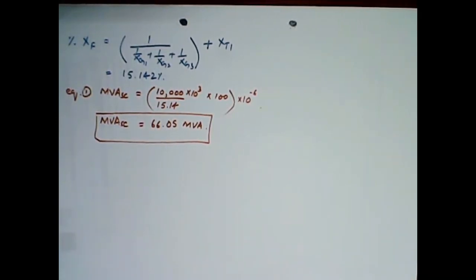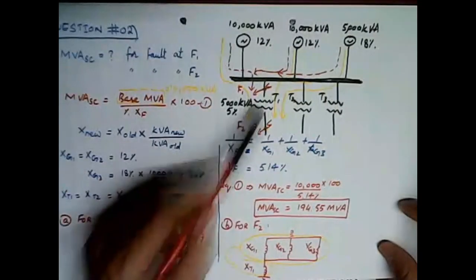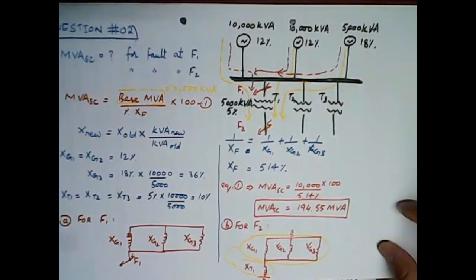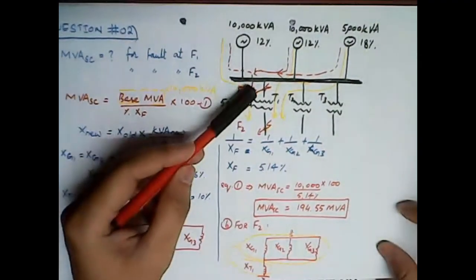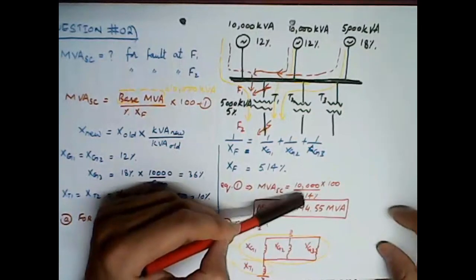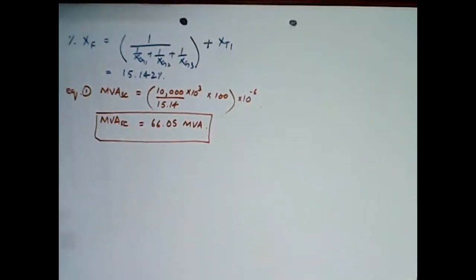So I hope that this is clear, and you can see that since one impedance got added in this scenario, the short circuit power has decreased. On the LV side it is 194.55, on the HV side it is 66.05. So I hope that it is clear now. We will do a few more examples in the next section.